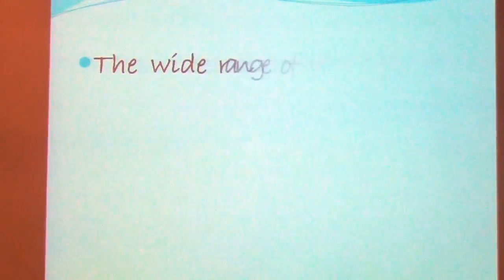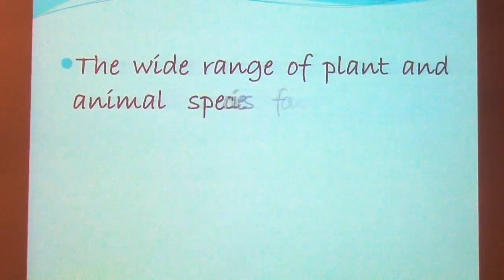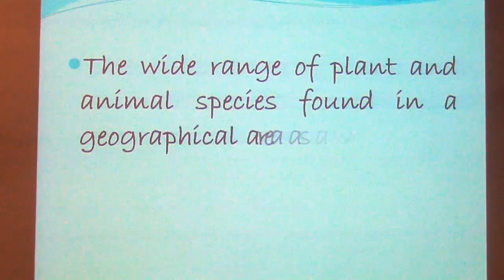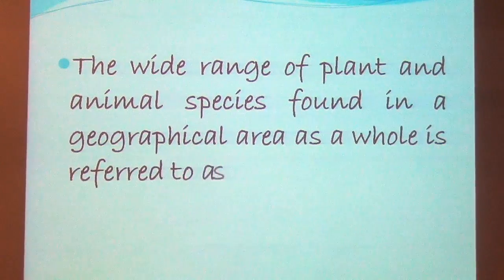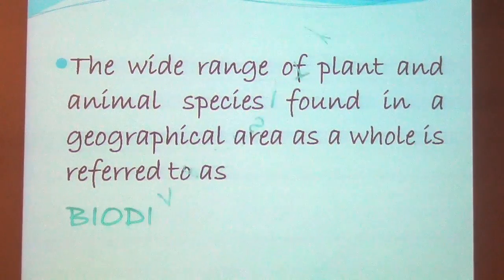But here, the range or the diversity of the living things is more important. We have thereby coined the term not only diversity but biodiversity. It is the wide range of living organisms, not of the dead things or non-living things. That is why we have coined the term biodiversity. So let's move on and see this wide range of plant and animal species found in a geographical area as a whole is referred to as the biodiversity.